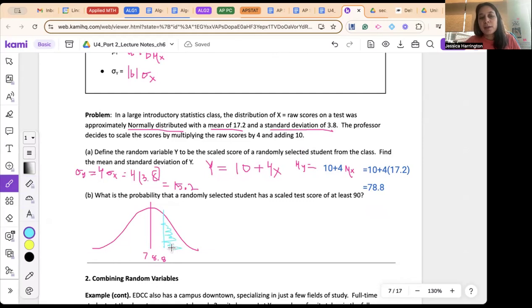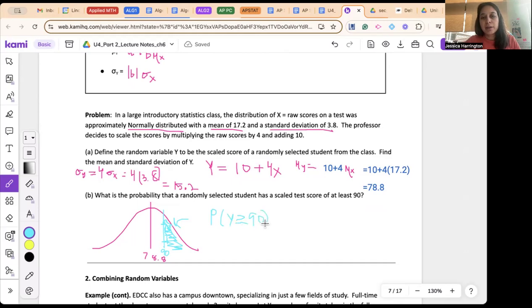And remember, when you're doing this FRQ, you need to either write this in words: I am finding the area above 90 for a normally distributed curve with a mean of this and a standard deviation of that. Or you can label, right? We're finding this area. That's my plan. So how do you find that area? We're finding the probability that y is greater than or equal to 90. So I've drawn my picture.